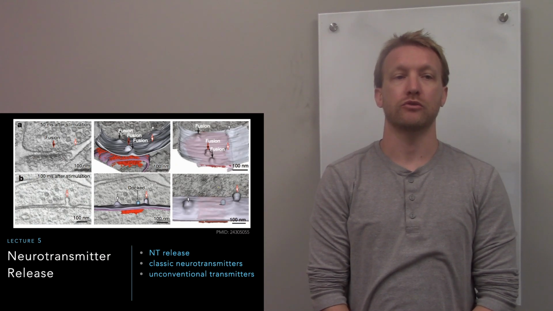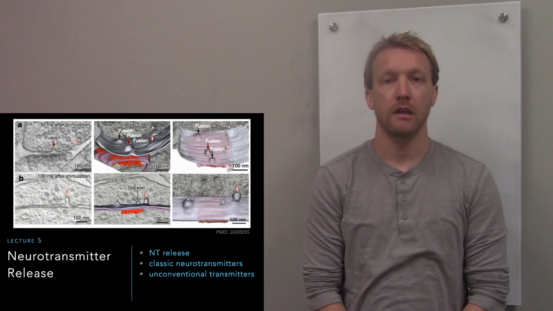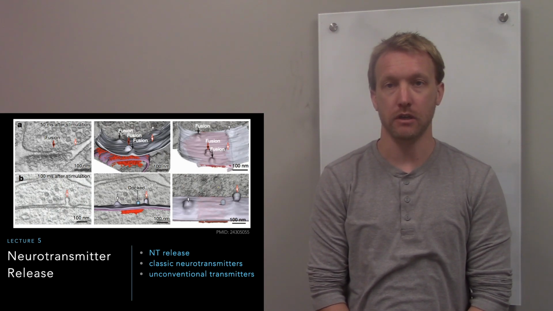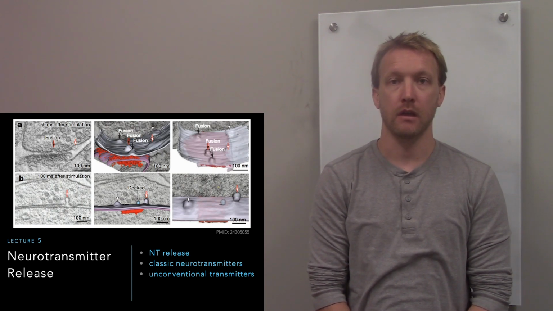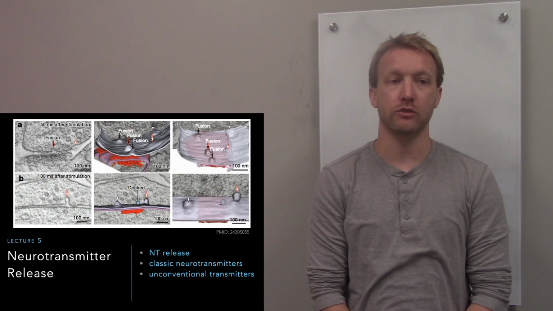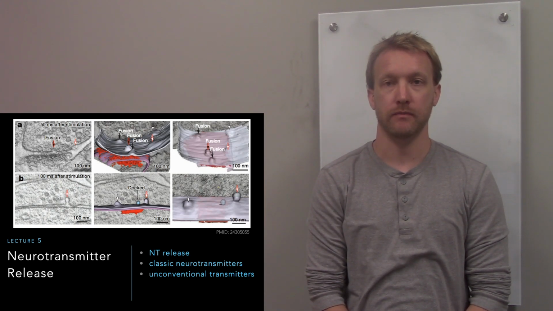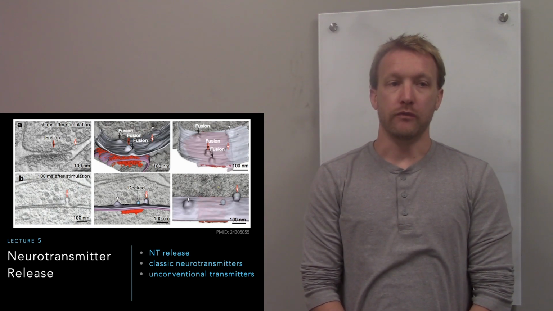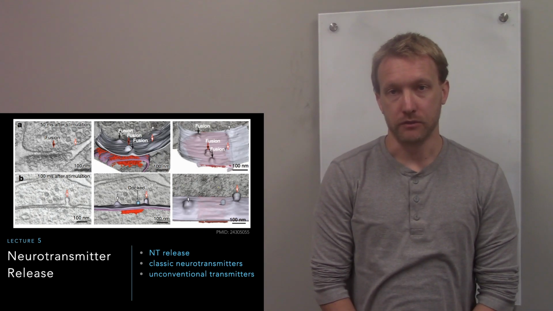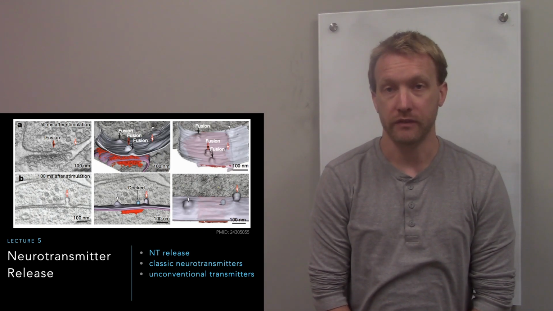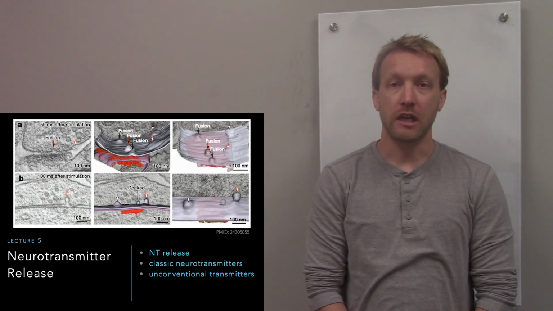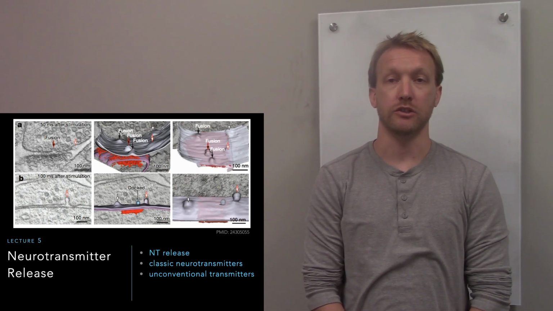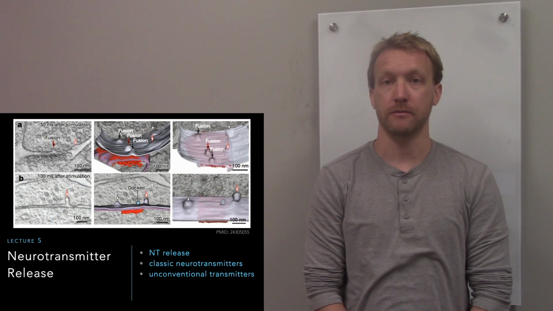This lecture is about neurotransmitter release. We're going to cover how an action potential leads to the release of neurotransmitter. We'll review the major classical neurotransmitters, that is the ones that you'll typically encounter, and then we'll go through a few unconventional transmitters. The discovery of these unconventional transmitters caused us to change the way that we think about neurotransmitters as a whole, and in general what defines a neurotransmitter.